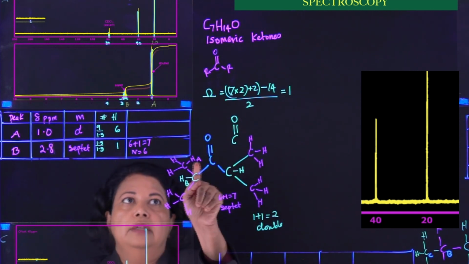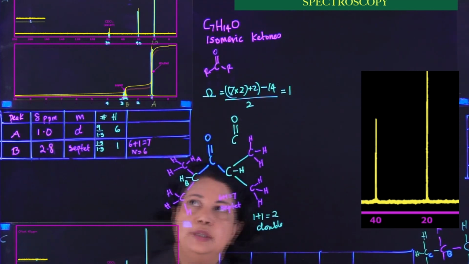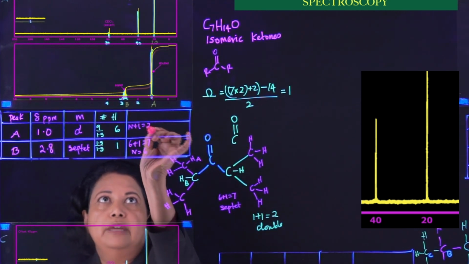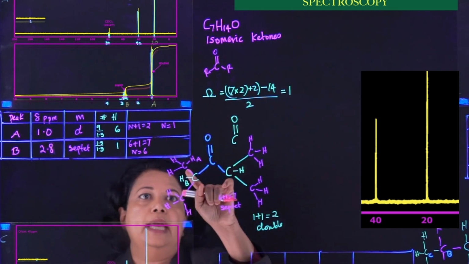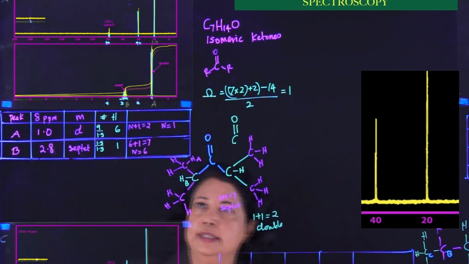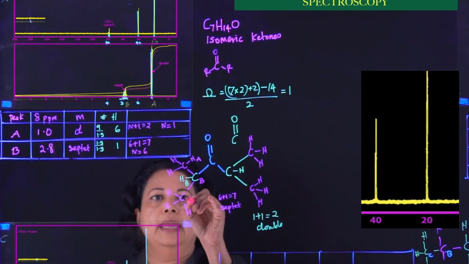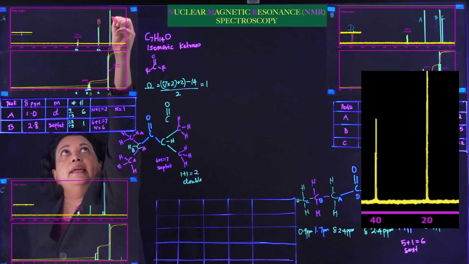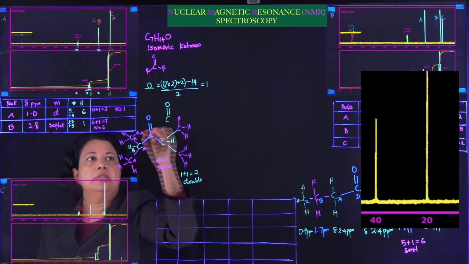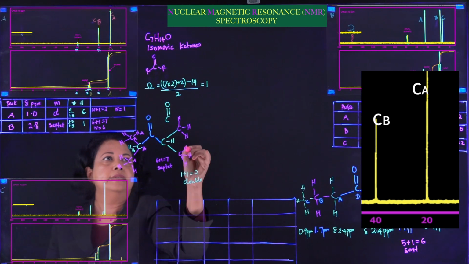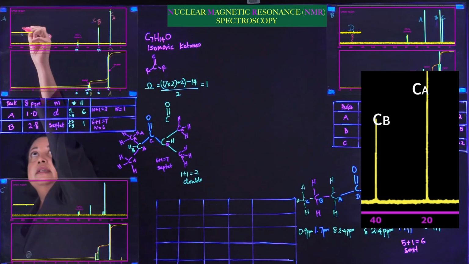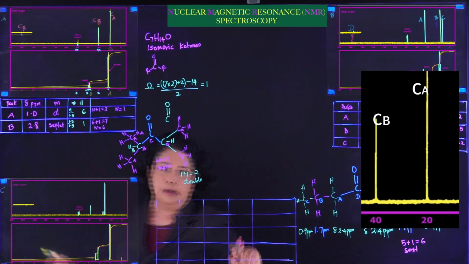Over here, this is all being split into a doublet. So N plus 1 is 2. Therefore, N is going to be 1. It only has 1 neighbor. So it's perfect. If I label this B and A, B is going to be more de-shielded. So this is going to be B and this is going to be your carbon A. And all of these are carbon A's. This is going to be your most de-shielded carbonyl carbon.